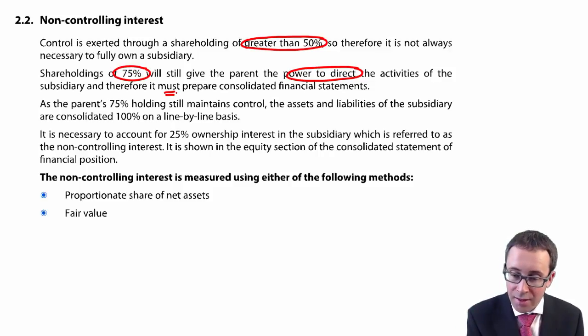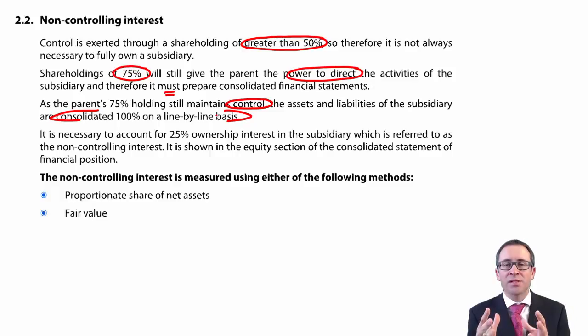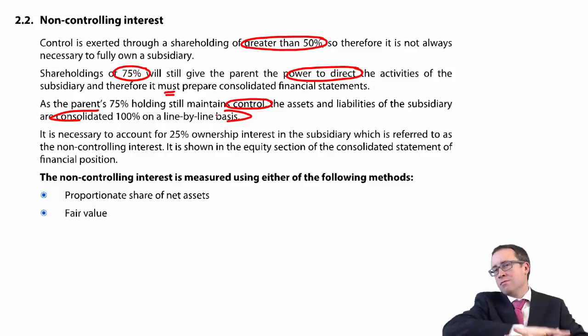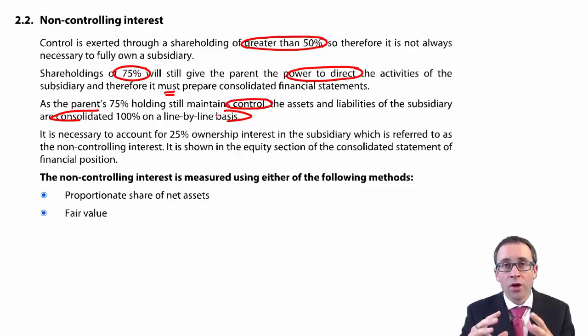If that's the case, then all of the assets and all of the liabilities are consolidated 100% on a line-by-line basis. Don't put in 75% of the assets. Don't put in 75% of the liabilities. If you do that, you might as well forget about doing the rest of the group question. Sacrilege. You can't do that. If you have control, you control all of the assets and all of the liabilities. So therefore, we record them 100% in the group accounts.